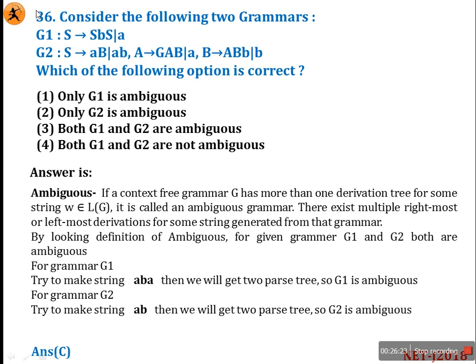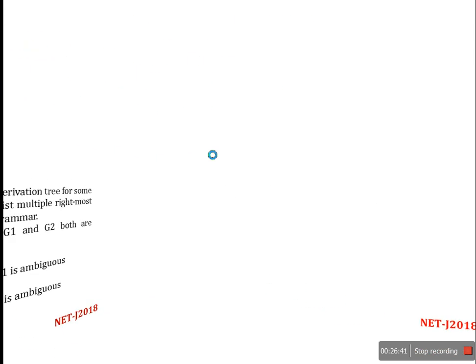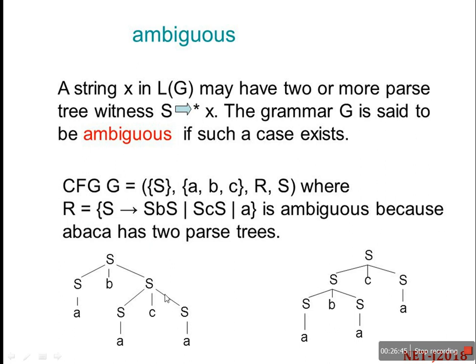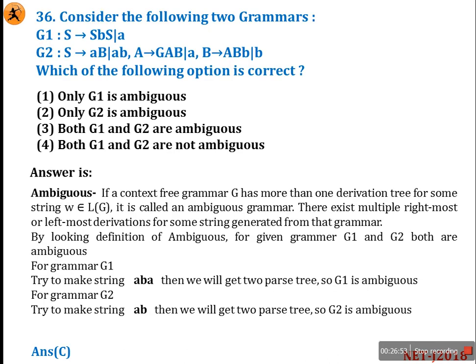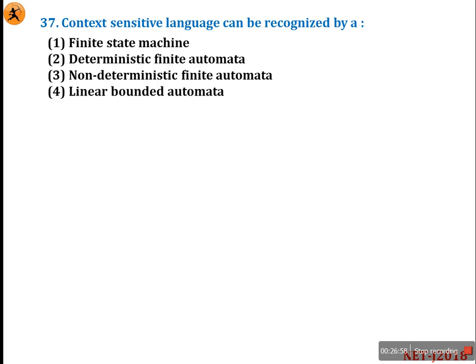Now come to question 36. This one you need to check, and also this one you need to check. Draw the tree, and definitely it generates more than one parse tree. So both G1 and G2 are ambiguous. Just go for this rule and try to draw your own tree, then definitely you'll get that G1 and G2 both are ambiguous. So option C is the right answer. Now we'll move to 37th question.